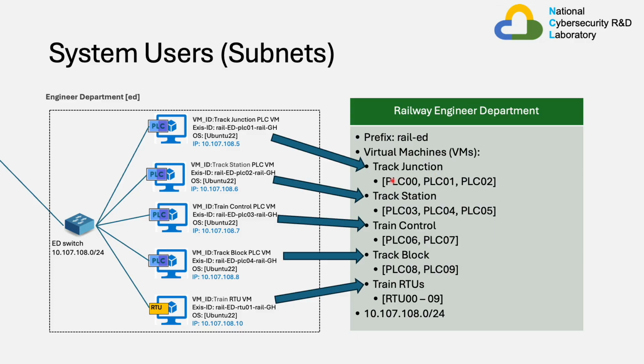The second VM is a track station VM, which handles the logics for PLCs 3 to 5. The third VM is a train control VM, which handles the logics for PLCs 6 and 7. The fourth VM is the track block VM, which handles the logics for PLCs 8 and 9. These four VMs control the entire back-end logic of the railway system.